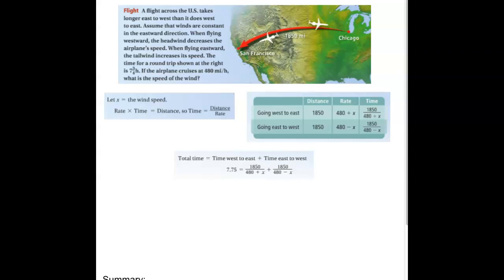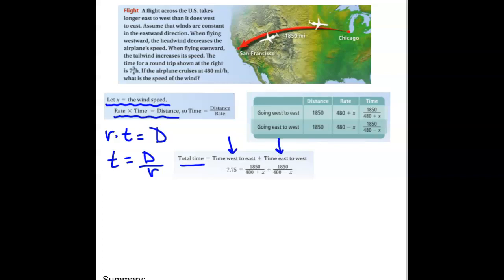All right, so we are going to define x as the speed of the wind. And then remember that we have this formula, rate times time equals distance. So if we were trying to solve rate times time equals distance for t, we would have to divide out the r. So t equals distance divided by rate. And they're talking about a round trip flight. So the total time is the time that we are going from west to east plus the time that we're returning going east to west.